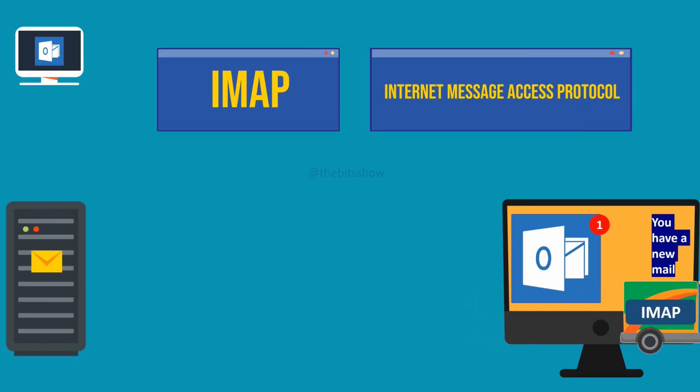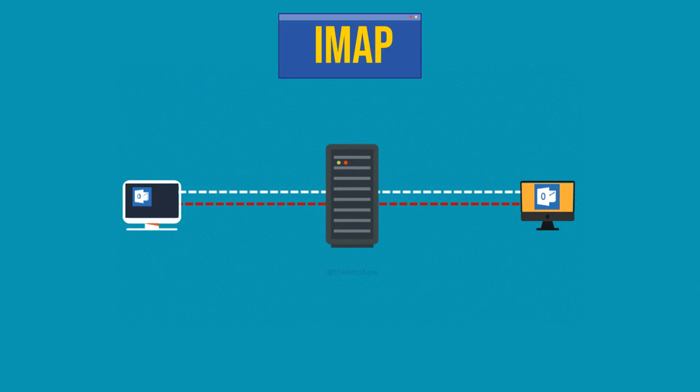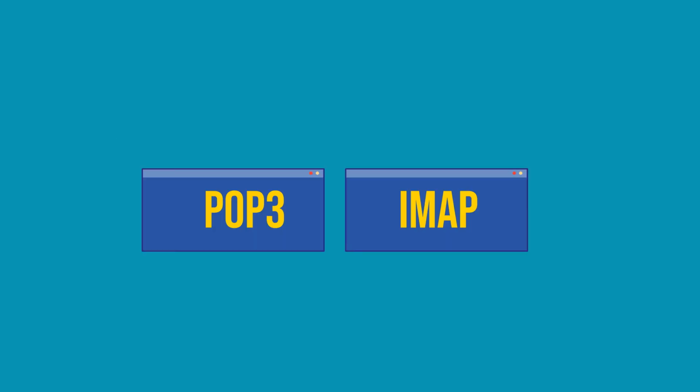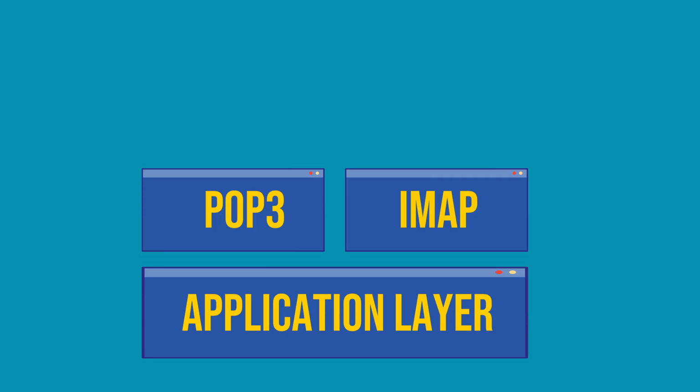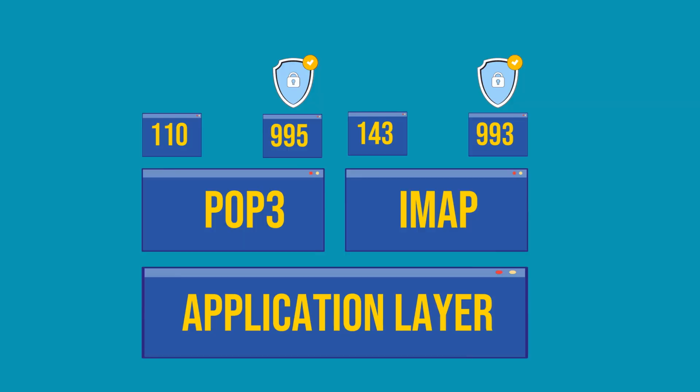So, while POP3 downloads emails to your device and typically removes them from the server, IMAP retains emails on the server and synchronizes them across all your connected devices. IMAP provides convenience by allowing easy access and management of emails from anywhere. POP3 and IMAP operate at the application layer of the OSI model. POP3 uses port 110 and port 995 for non-encrypted and encrypted connections respectively, while IMAP operates on port 143 and port 993 for non-encrypted and encrypted connections.